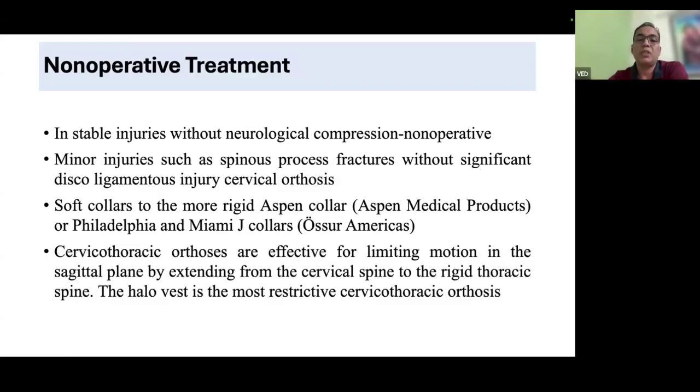From soft collars to the more rigid Aspen collar, that is Aspen Medical Products, or Philadelphia collar and Miami J collar, these are other modalities which provide significant cervical orthosis. Cervicothoracic orthoses are effective for limiting motion in the sagittal plane by extending from the cervical spine to the rigid thoracic spine. The halo vest is the most restrictive cervicothoracic orthosis, but it comes at a significant risk of complications such as bed sores and pressure complications. So we should use it judiciously.